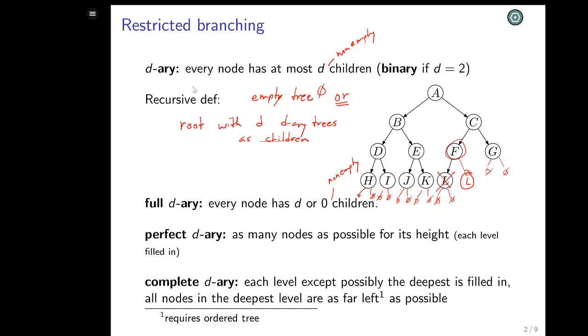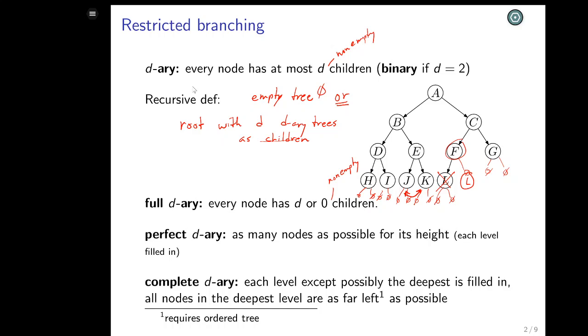I could swap two children, make one the left child, one the right child, and it would still be a complete binary tree because it's still the case that all of the nodes appearing at that level are shifted farthest to the left. They just don't happen to be in alphabetical order anymore.